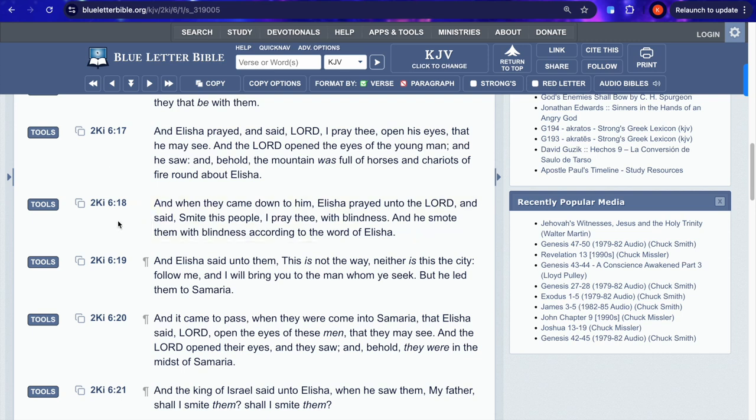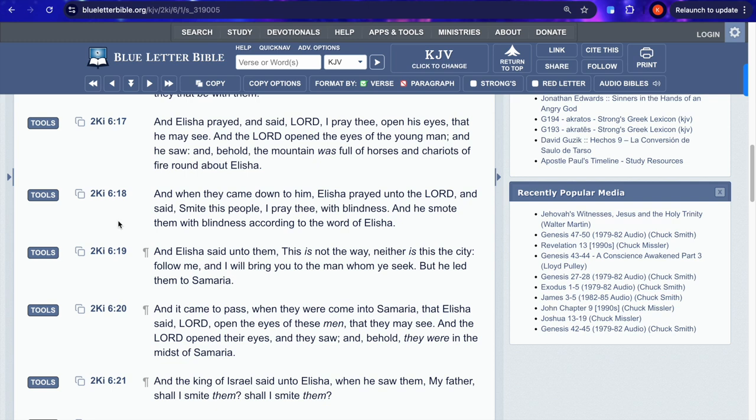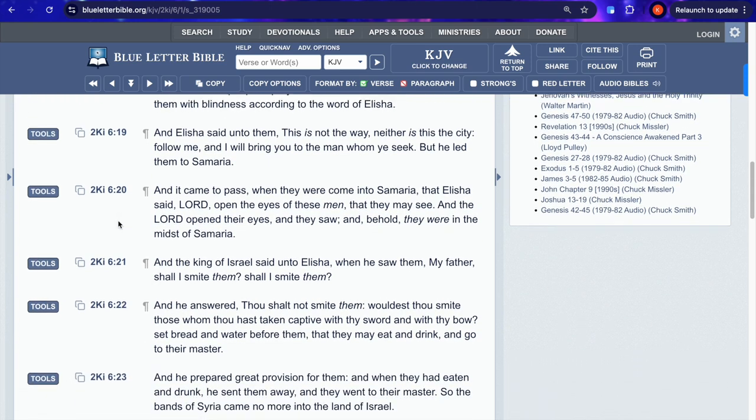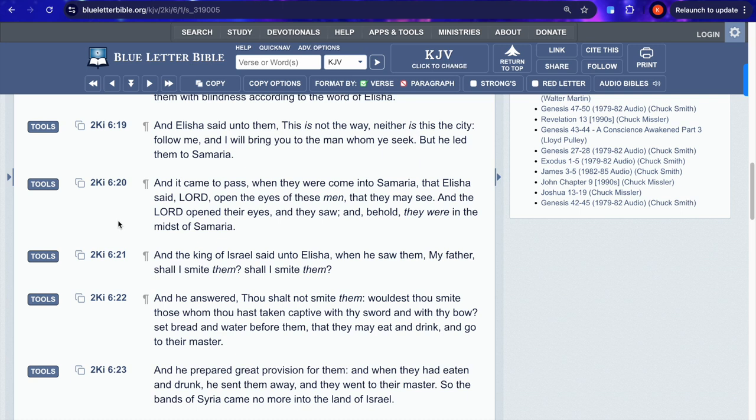And when they came down to him, Elisha prayed unto the Lord and said, Smite this people, I pray thee, with blindness. And he smote them with blindness according to the word of Elisha. And Elisha said unto them, This is not the way, neither is this the city. Follow me, and I will bring you to the man whom ye seek. But he led them to Samaria.